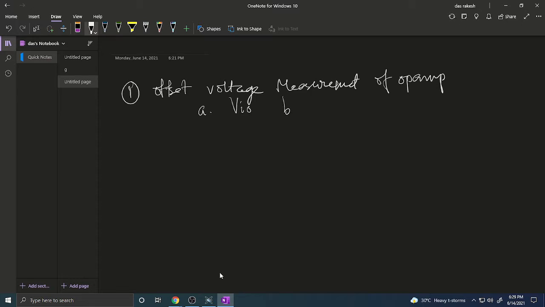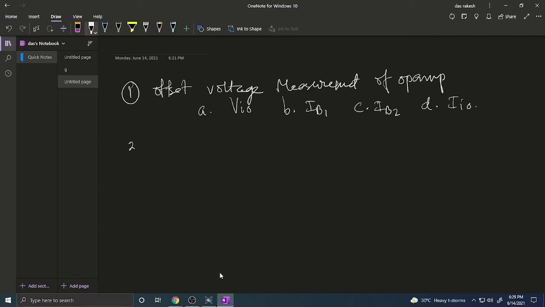Okay. Then we measure input base current 1. Then we measure input base current 2. And last is the most important, that means input offset current. These four parameters are very important for measurement of the operational amplifier.